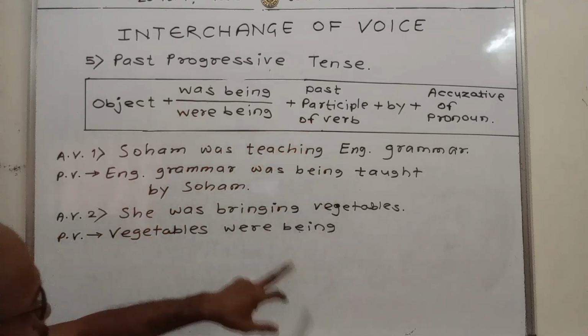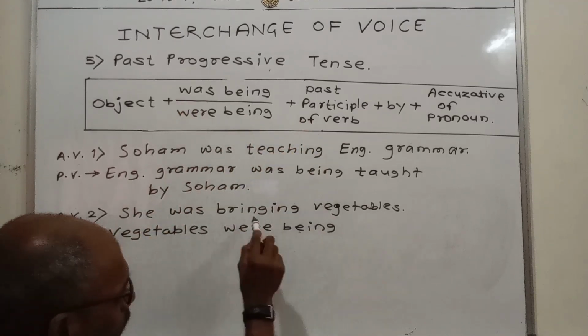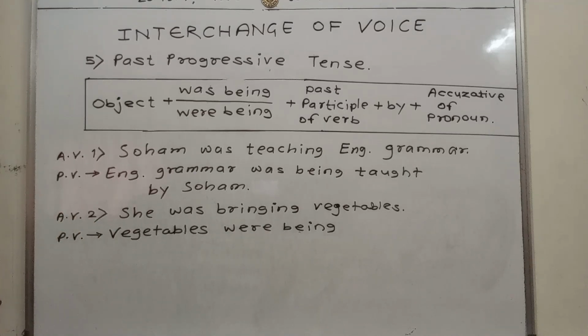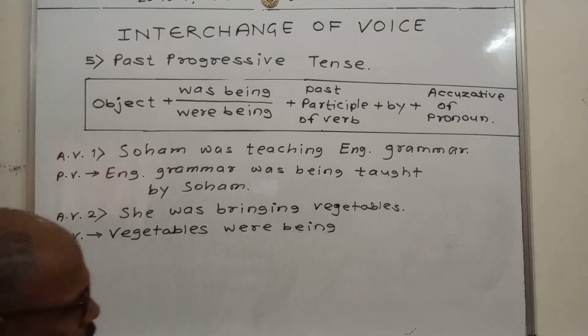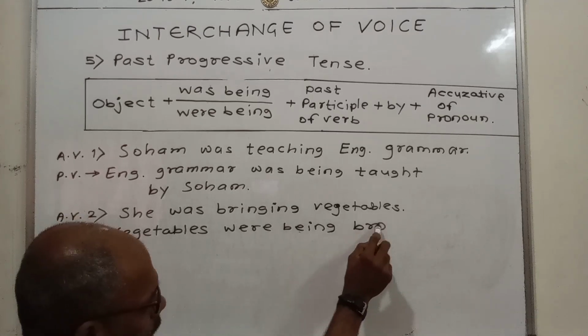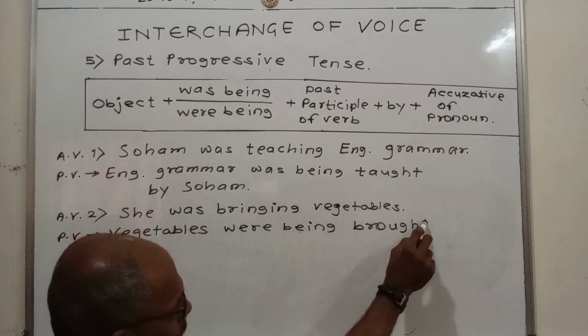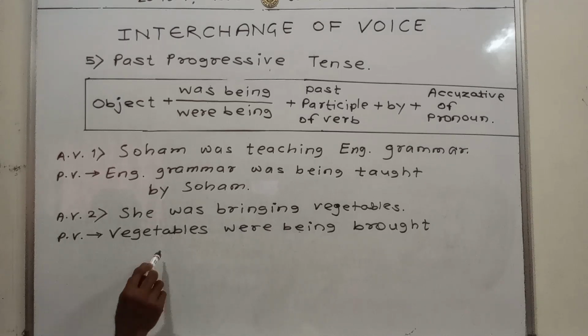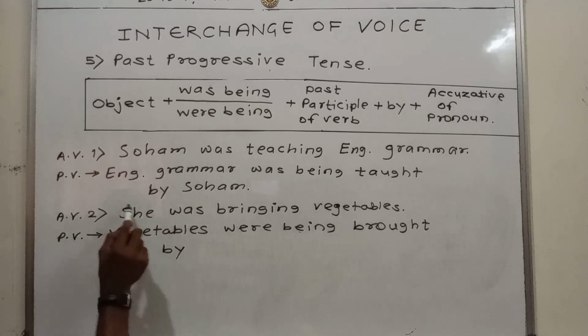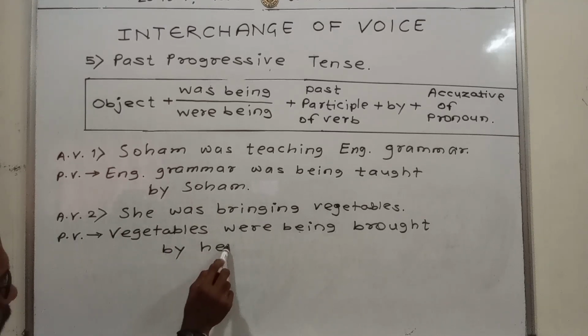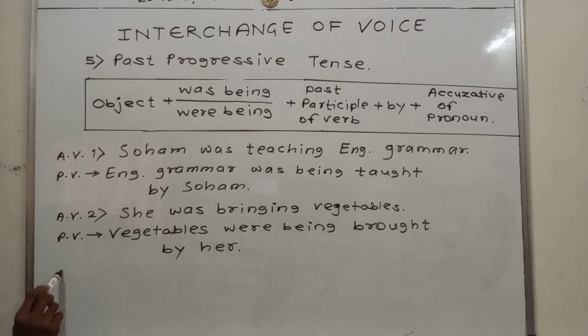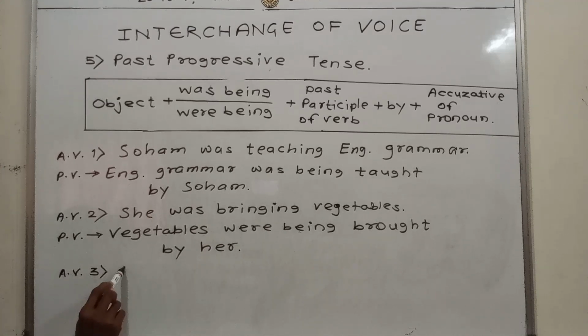Then past participle of verb. Bring, past form, brought. Then by. This is a pronoun. Then becomes accusative. Okay. Then active voice. Example number 3.